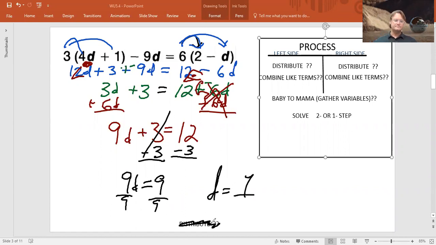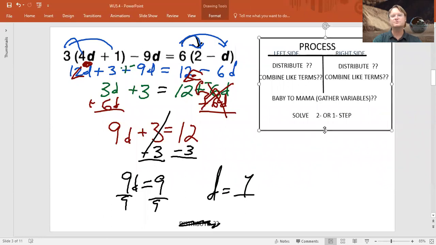Okay? That is the entire process. This over here will cover you for most every multi-step equation with variables on both sides. Okay, that's it. Take the left, complete it. Take the right, complete it. Baby to mama and solve it. Okay, there you have it.